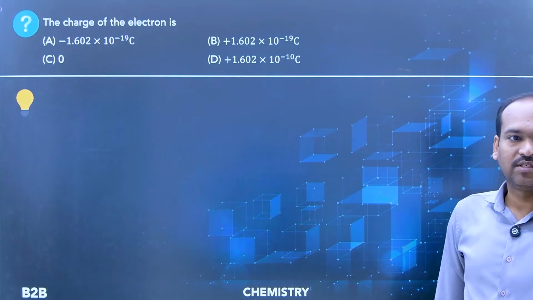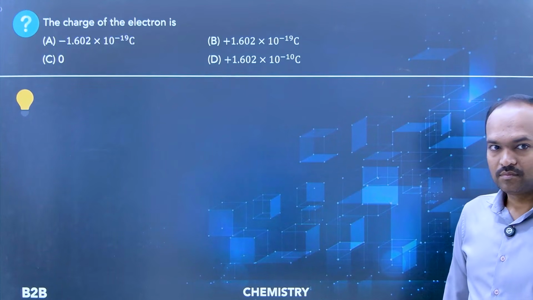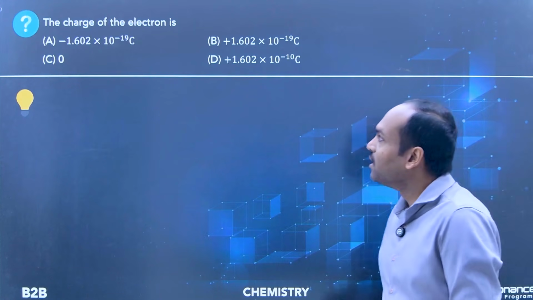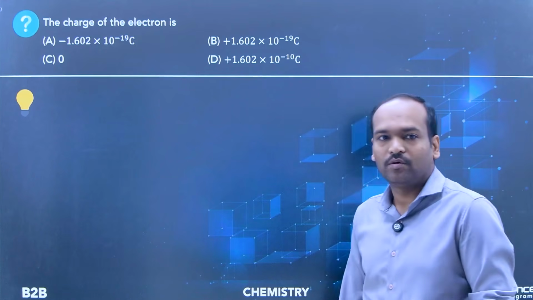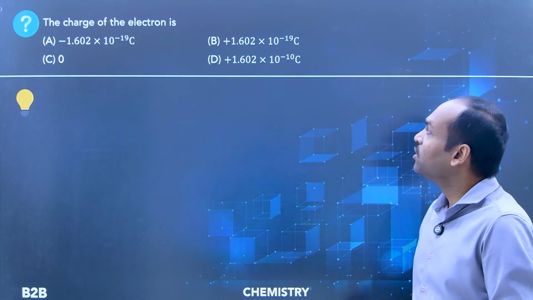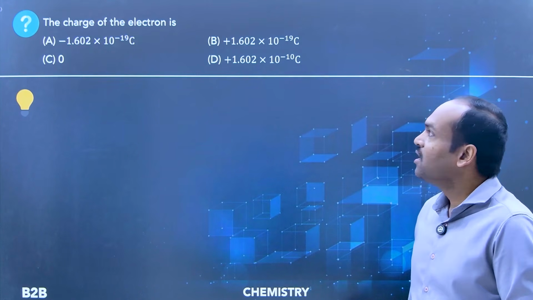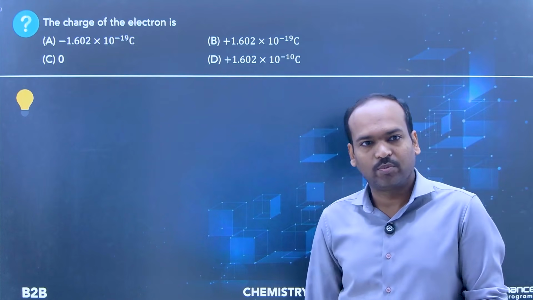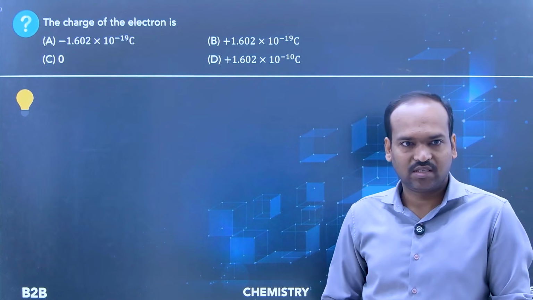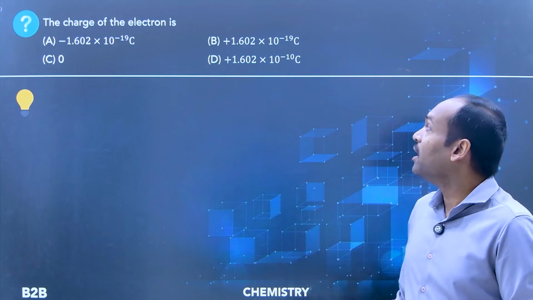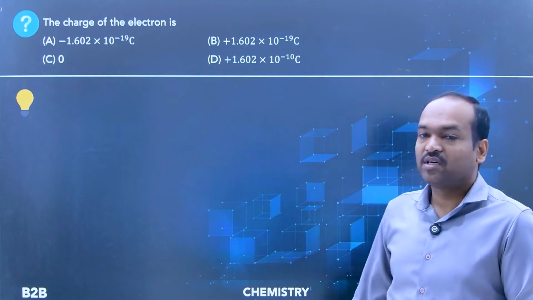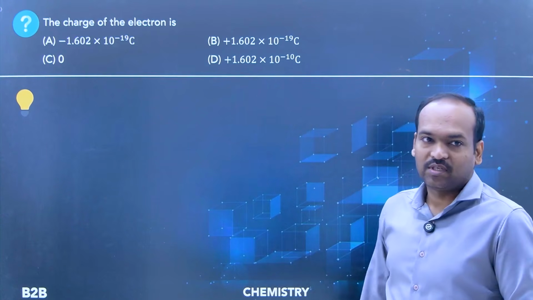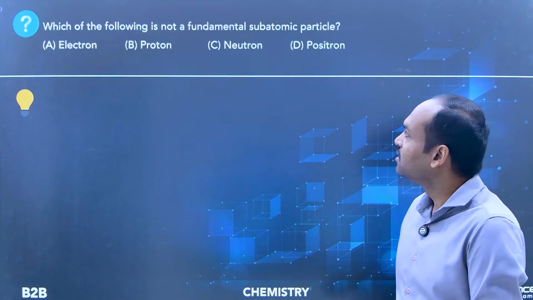Next, the charge of electron is, option A, 1.6 into 10 power minus 19 coulomb. So what was the charge on proton? Proton and electron have the same charge, correct. Magnitude wise, but the sign is opposite.